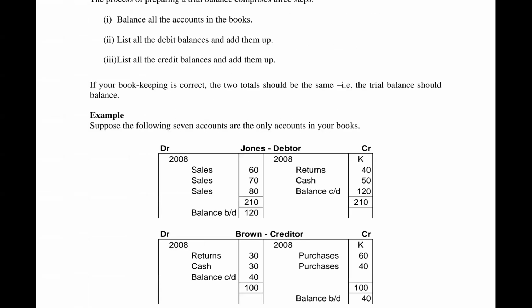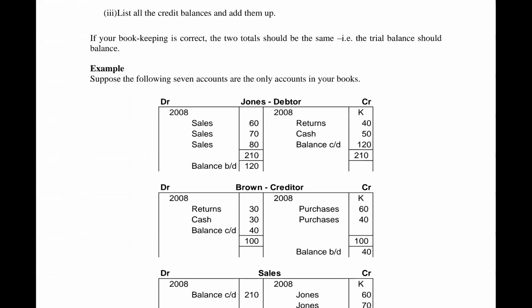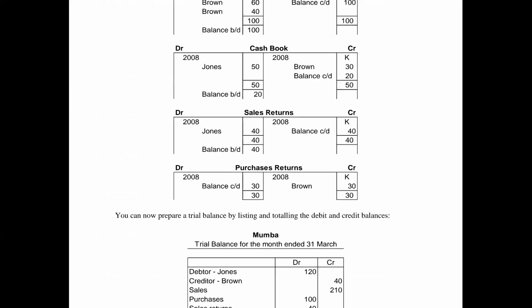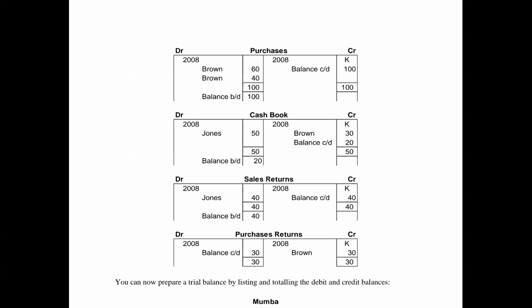So now, the question is this one. Suppose you are given 7 accounts, and let's suppose that these 7 accounts are the only accounts we have in our books. These are the accounts: we have the debtors, the creditors, and the sales account. You also have the purchases account, the cash account, the sales returns account, and the purchases return.